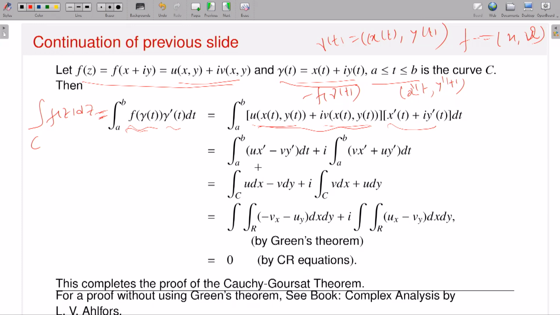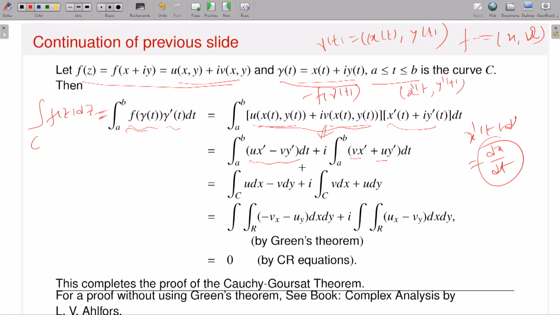If I do the algebra, then it turns out that it should be (u x prime minus v y prime) dt plus i times (v x prime plus u y prime) dt. And what is x prime? x prime is actually the derivative of x, that's what it is. So x prime of t means dx/dt, that's what I am trying to say. Okay, so if you do some algebra, you will have this one.